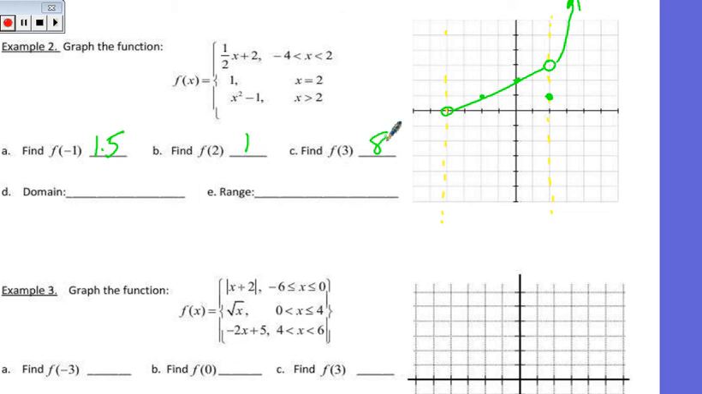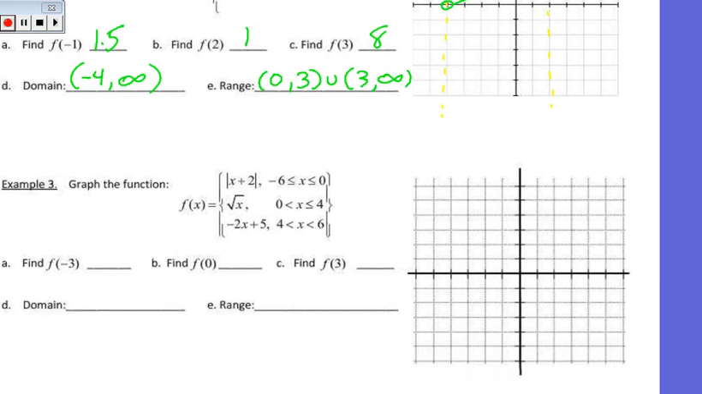Our domain here is going to be not including -4 going all the way to infinity. And for our range, we're going to be 0 to 3 and picking up from 3 to infinity. Soft bracket on the 0 because of this open circle. We cannot include the range of 3 here because it is open, and that's our range there. Let's take a look at example 3.